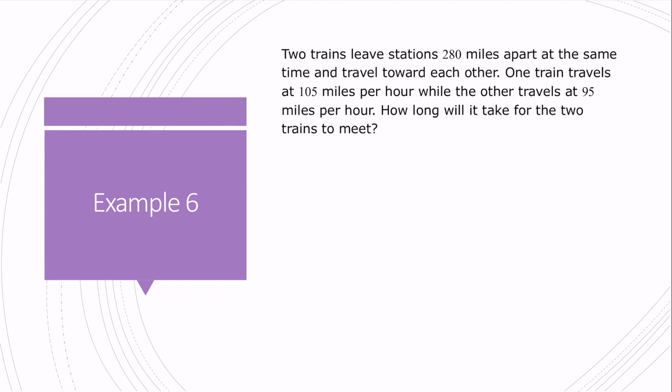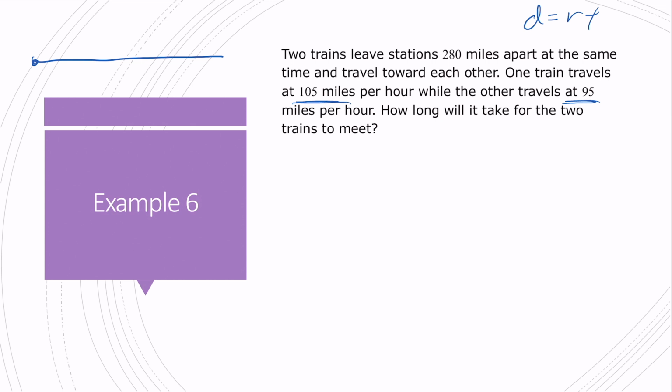This next example tends to be people's least favorite. It's always like, how long did it take 2 trains to cross each other's path if they leave the station? But they're really less complicated than they sound. So if 2 trains leave stations 280 miles apart at the same time and travel towards each other, one train travels at 105 miles per hour, while the other train travels at 95 miles per hour. How long will it take for the 2 trains to meet? Keeping in mind that distance is rate times time.